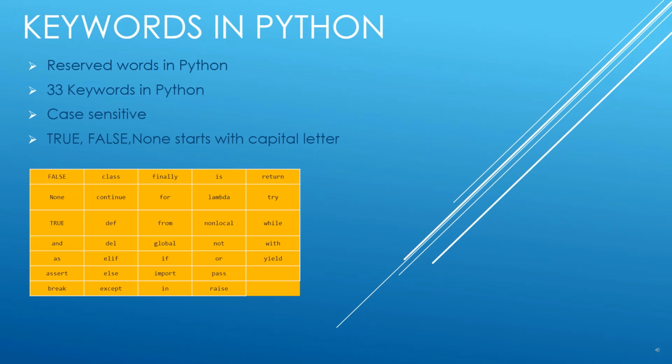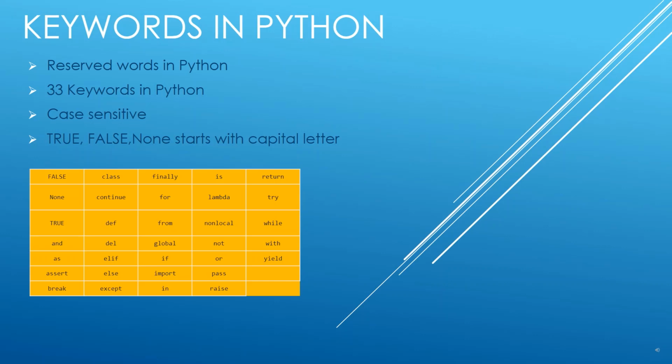And one more important thing is these are case sensitive words, which means that, see here below given the list of 33 keywords. Among that, True and False are completely in caps and None starts with a capital N, and the rest are all small letters. So we have to give the same in the coding language, otherwise it will generate an error.